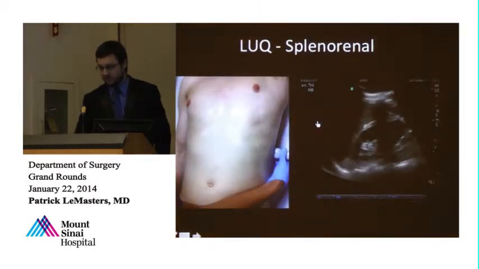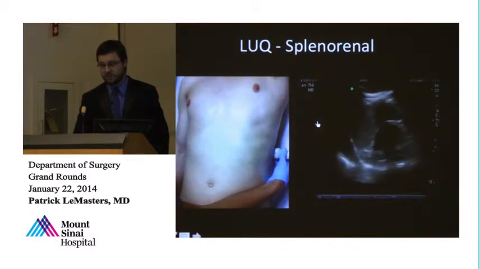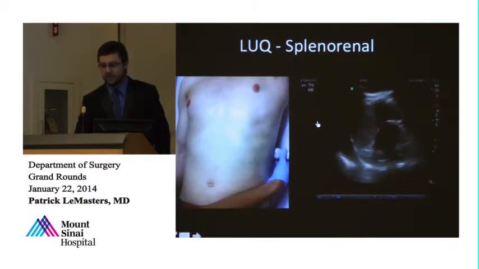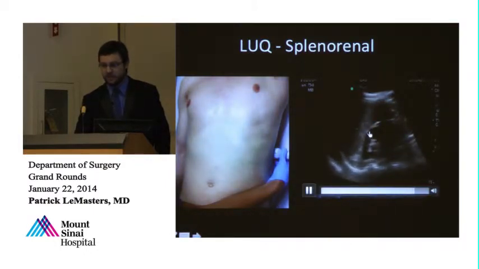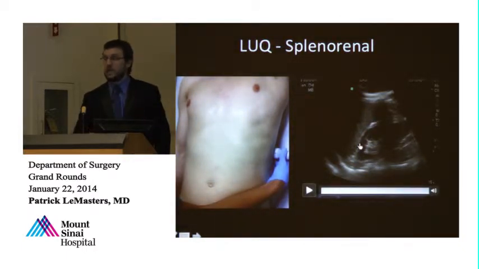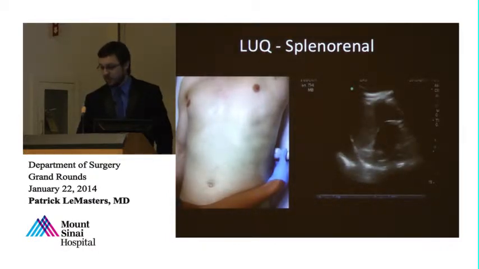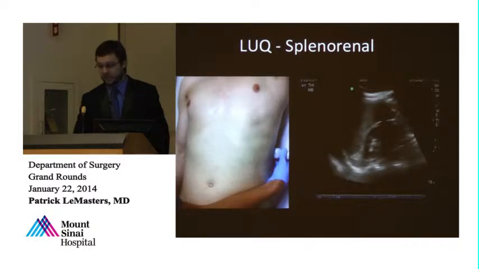So let's shift gears. Let's move up to the left upper quadrant, or the splenorenal recess. The positioning of this is similar to the right upper quadrant, except it may have to be placed more cephalad and more posteriorly, as this is the location of this recess. It's also important to note, here's your kidney, here's your spleen, here's the hyperechoic line between them. It's also important to look at the area between the spleen and the diaphragm, as this may be the first place where fluid may collect.